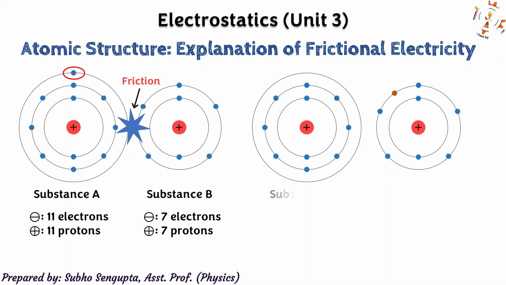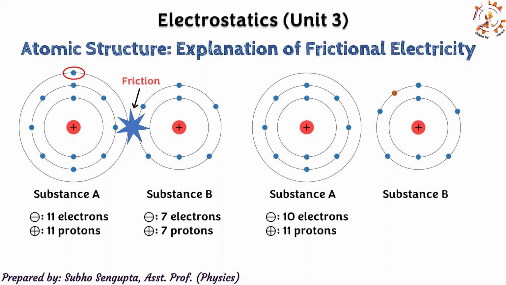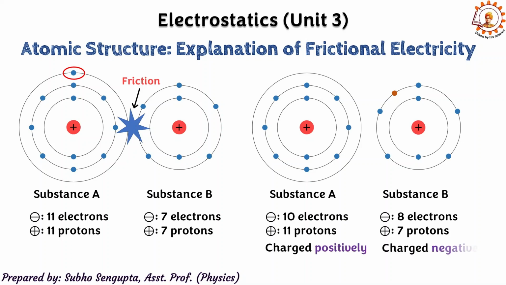Now the atom of the substance A has one electron fewer than the total number of protons, while the atom of substance B has one electron more than the total number of protons. So, the substance A becomes positively charged, while the substance B becomes negatively charged. So, we now understand the transfer of electrons that takes place as a result of friction between objects.